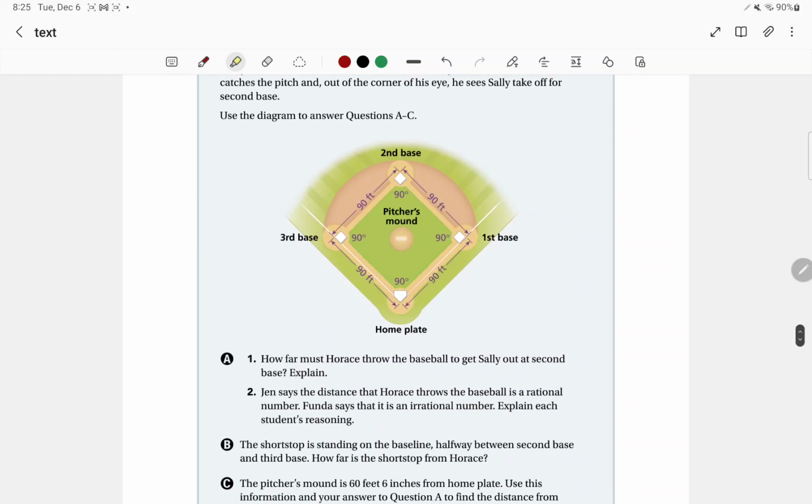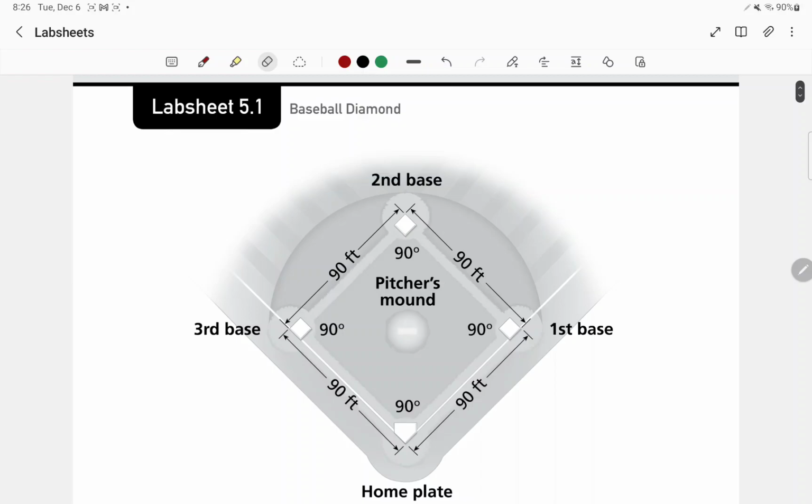So here's our diagram. And I believe you also have a lab sheet for this that looks like this. You are welcome to work out some of these problems on this lab sheet, as long as when it asks you to explain, you explain. So the first one says, how far must Horace throw the ball to get Sally out at second? So the first one is answering the question, how far is it from home to second? And then part 2 says, Jen says the distance that Horace throws the baseball is a rational number. Funda says it's irrational. Explain each student's reasoning. So go ahead and answer part A, 1 and 2, and then come back to the video.